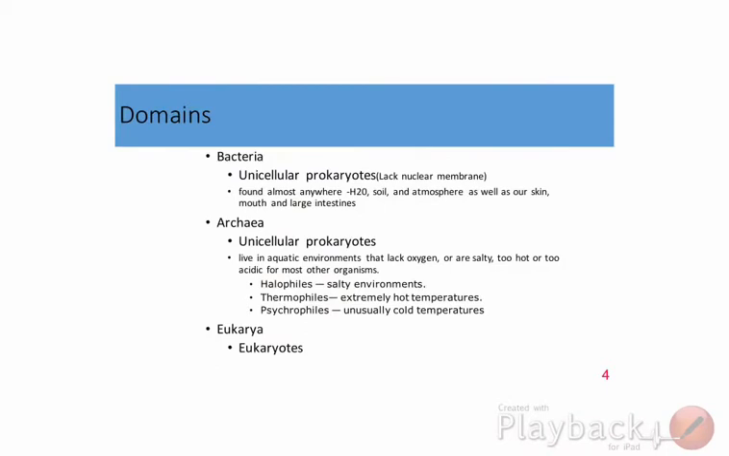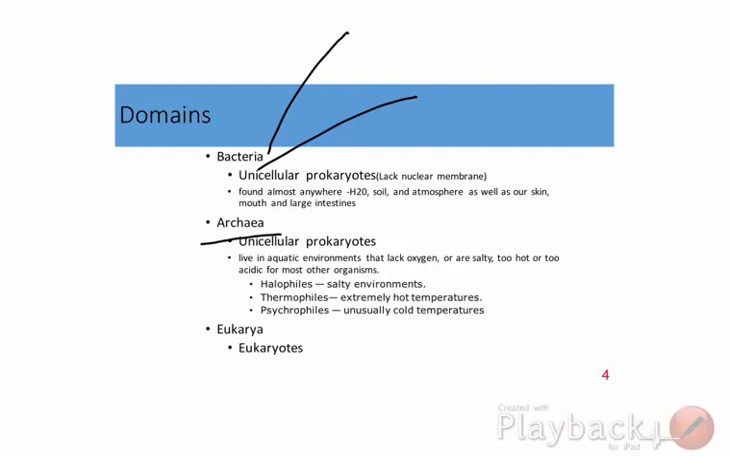So here are the 3 domains: bacteria, archaea, eukarya. Remember, bacteria are also called prokaryotes. They lack a nuclear membrane. They are found almost everywhere, even on our skin, mouth, and large intestine. We'll study later, of course, that they are pathogenic and non-pathogenic. They are the good bacteria, and the not so good bacteria, or the pathogenic bacteria.